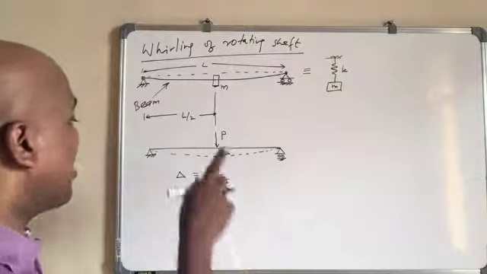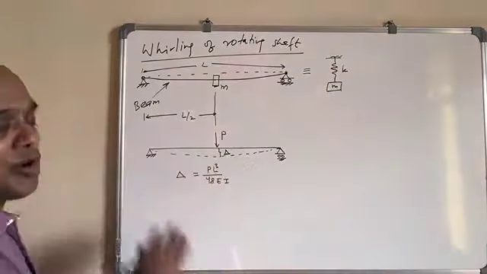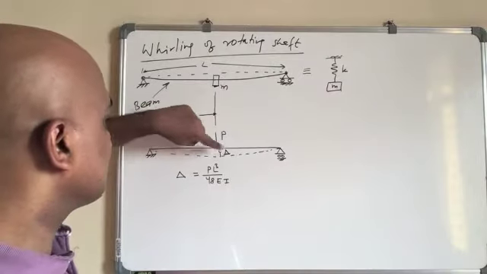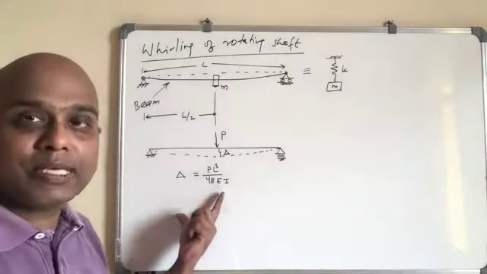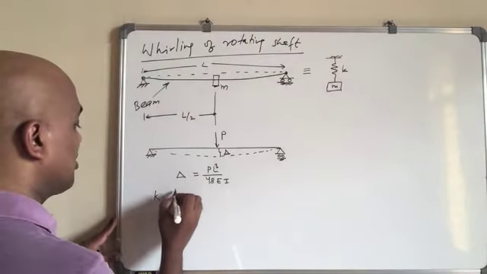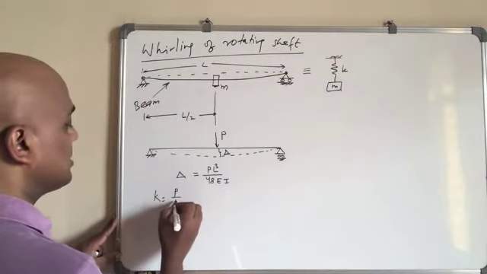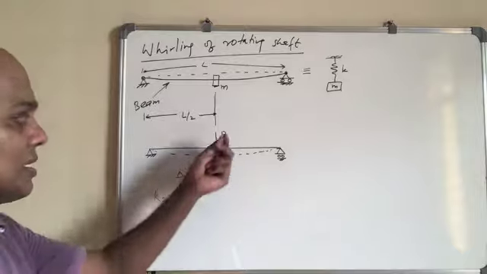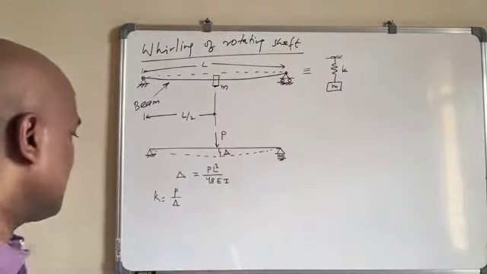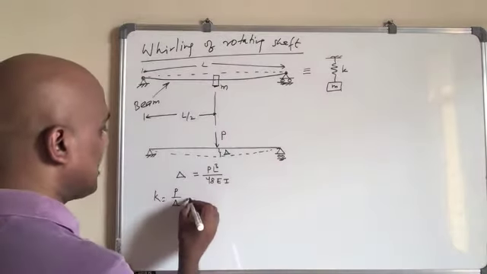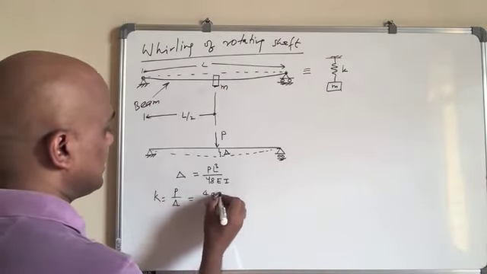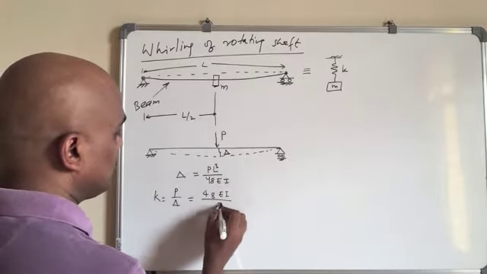So how to find K? If you apply a force and there is a deflection delta, given by this one, then K will be equal to P over delta, meaning force per unit deflection, basically. This is what K is. So K equals P over delta, and what you get is 48 EI over L cubed.